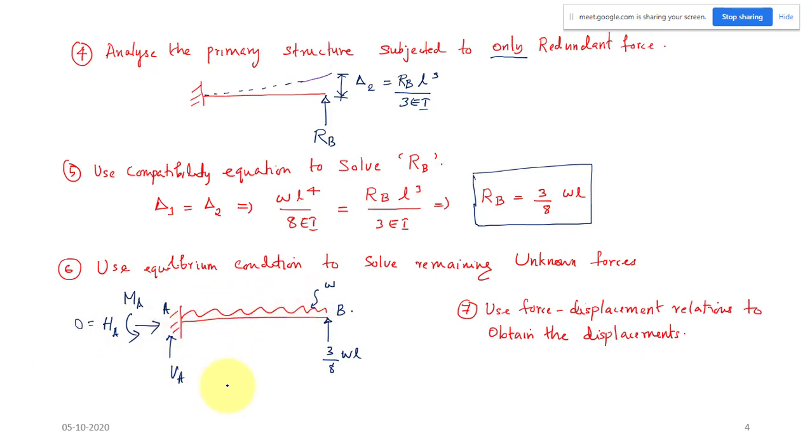So now I can use two equations: sigma Fy equal to 0, summation of all the forces along the y direction equal to 0. If you equate, you will get the value of VA. And you can write another equilibrium equation, sigma M equal to 0, and I can use these two equilibrium equations to solve the value of VA and value of MA. I have two equilibrium equations and two unknowns in the structure, so I can find all the unknown forces in the structure. Now in the sixth step I got all the unknown forces in the structure. So you can say that your force method analysis is completed.